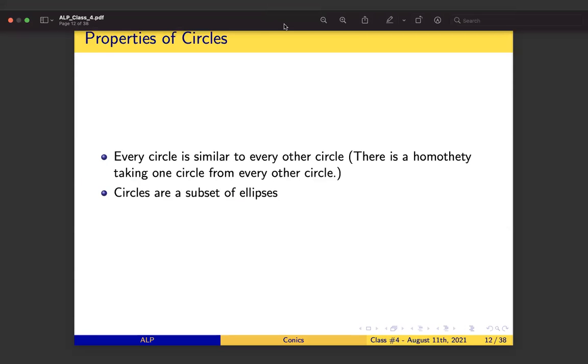Properties of circles: every circle is similar to every other circle, and there's a homothety taking one circle to any other circle. Homothety is a bit advanced for our purposes, but just know that. Circles are also a subset of ellipses. As you'll see, ellipses are considered stretched circles, and using that characterization you can figure out some properties.